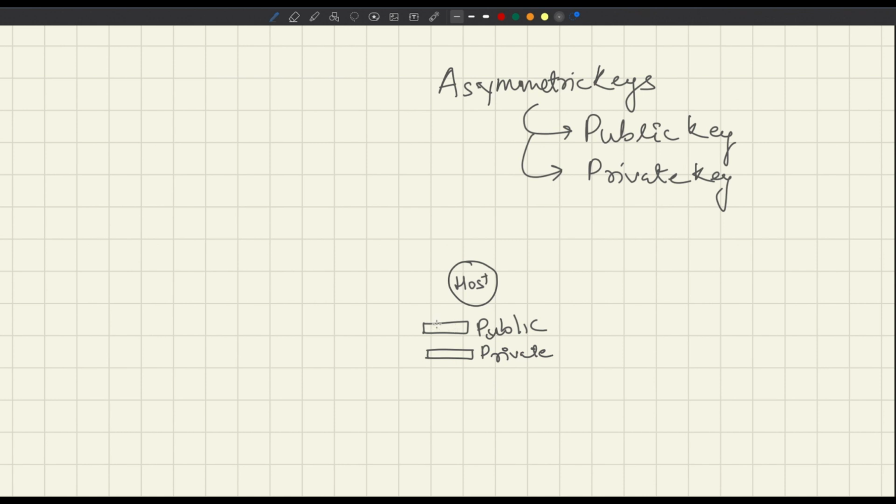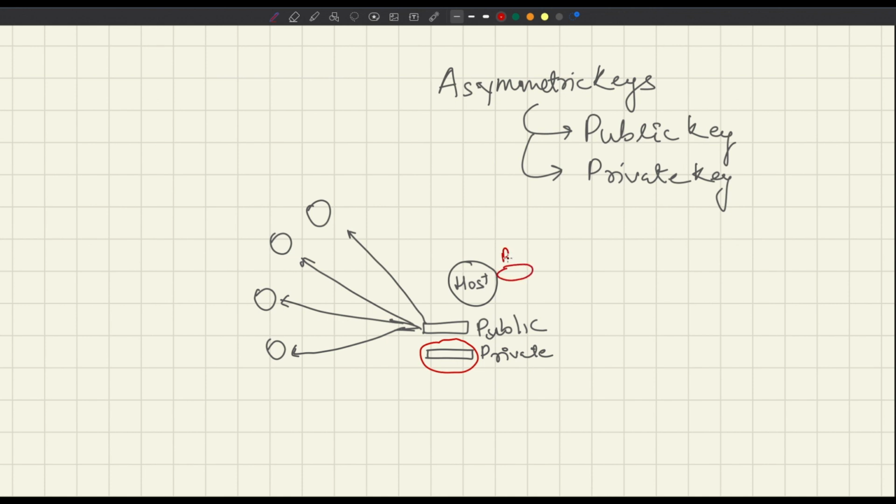A public key is called a public key because this particular key can be shared across other hosts on the internet. It can be shared across the network. This public key. The private key here, this particular private key should remain with the host. It should be with the host. It should never be shared with anyone.